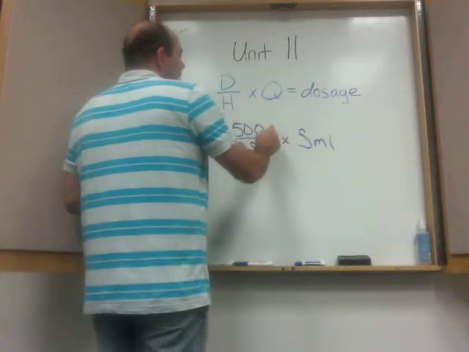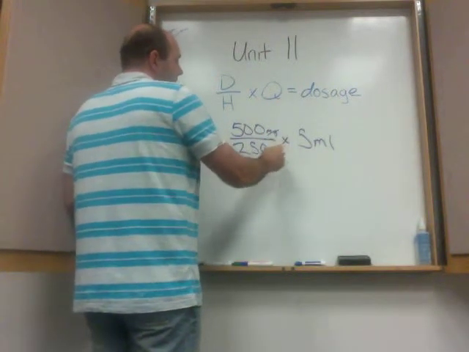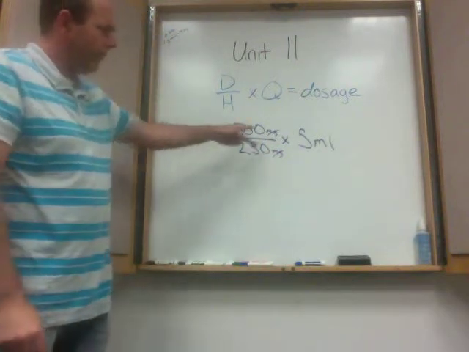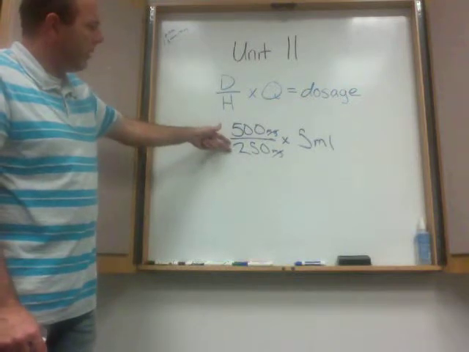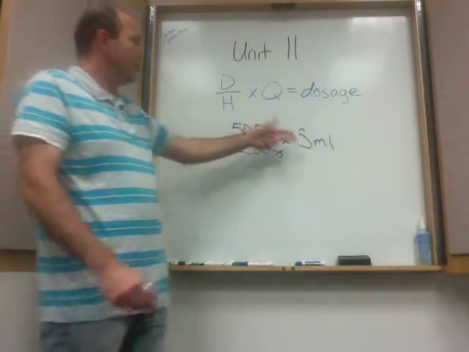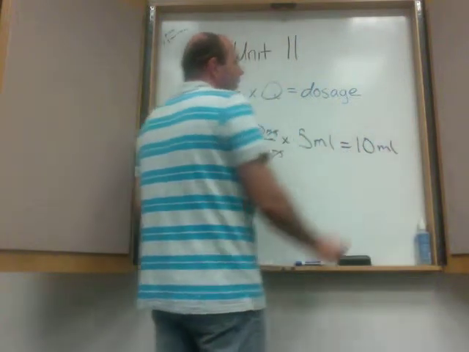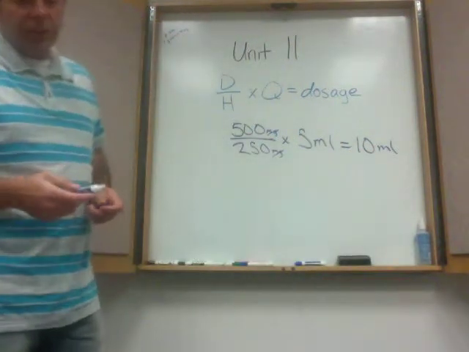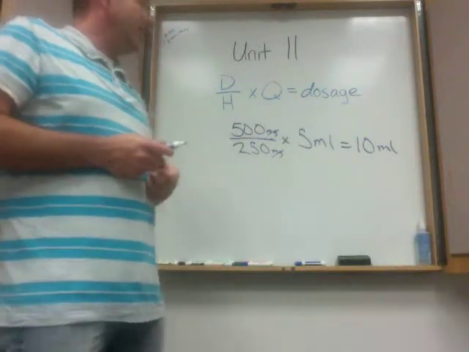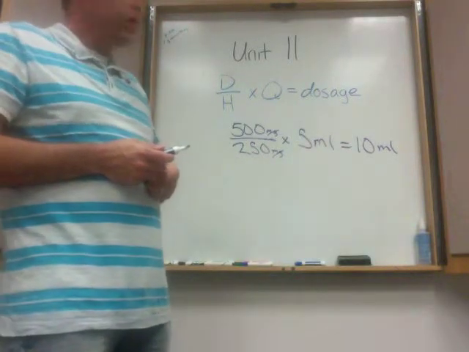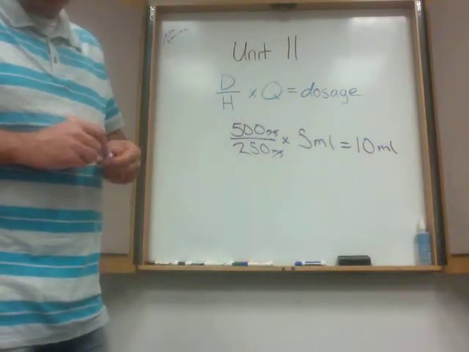And technically, I should leave the milligrams here also. They do end up canceling out. I'm not sure if I like that method of thinking about it, but that works. 500 divided by 250 is just 2, times 5, 10 milliliters. So what's on that label there, if they need to take that 3 times a day, they would need 30 milliliters per day in 10 milliliter doses.